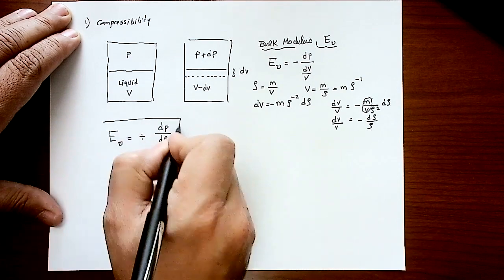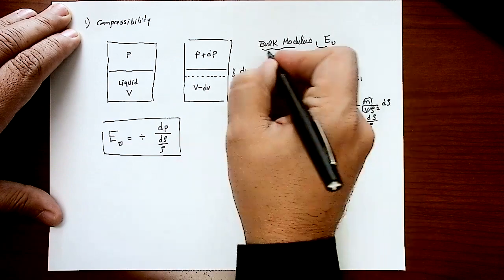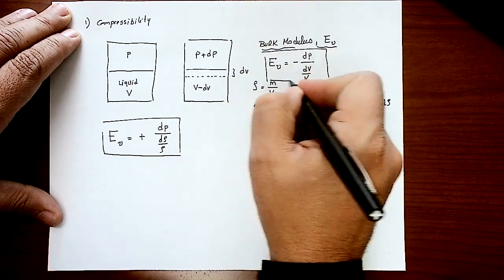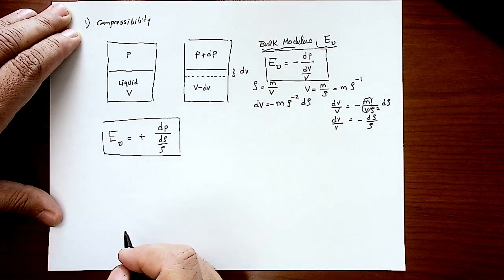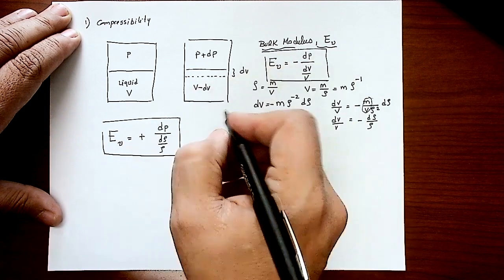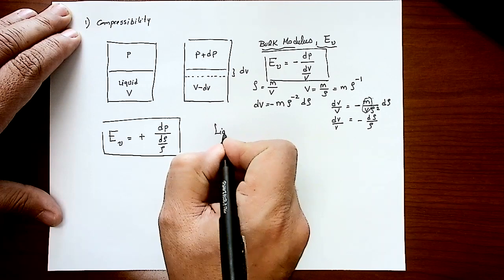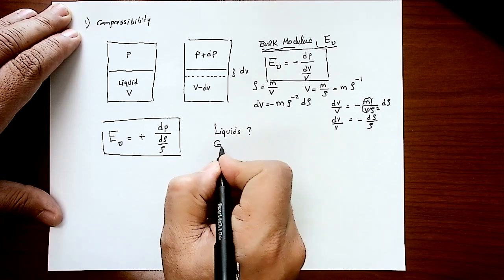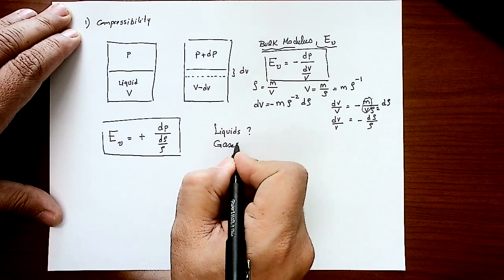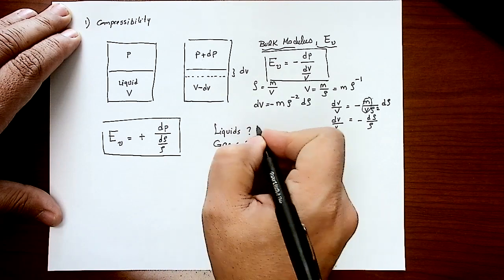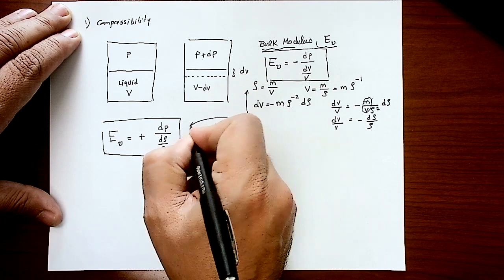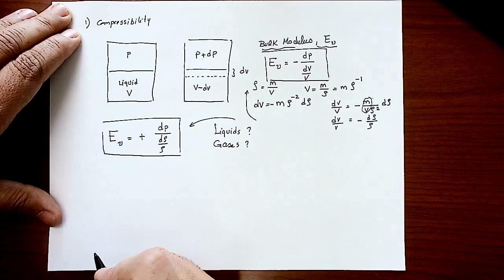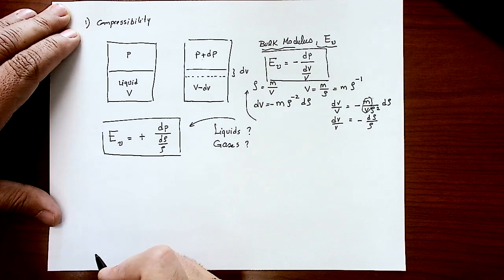So we have two relations for the bulk modulus. One is a function of the pressure and volume. The other one is a function of pressure and density. And remember, these are both for liquids. So the question is, what about gases? Okay, so liquids, we have these two relationships. What about gases? How can we calculate the bulk modulus for gases?